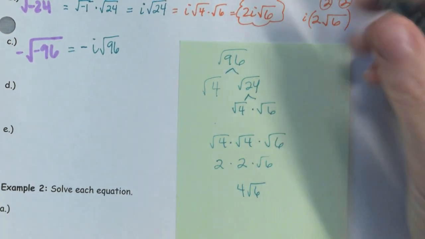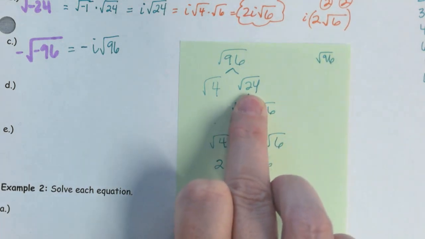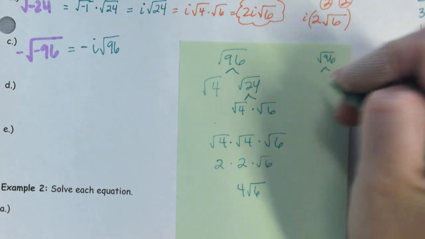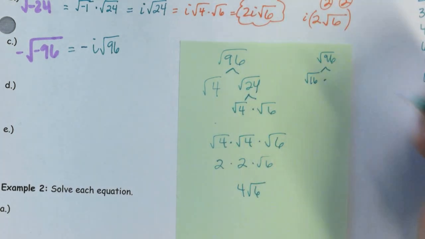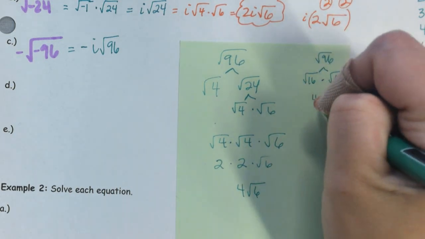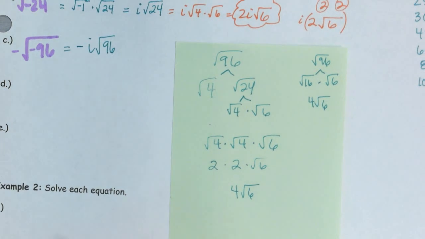Okay, you could also say to yourself, oh, I know that 4 goes into 24. What's 4 times 4? 16. So 16 is the biggest perfect square that goes into 96. 96 divided by 16 is 6. And you could think of it that way. Okay, so either way is fine.